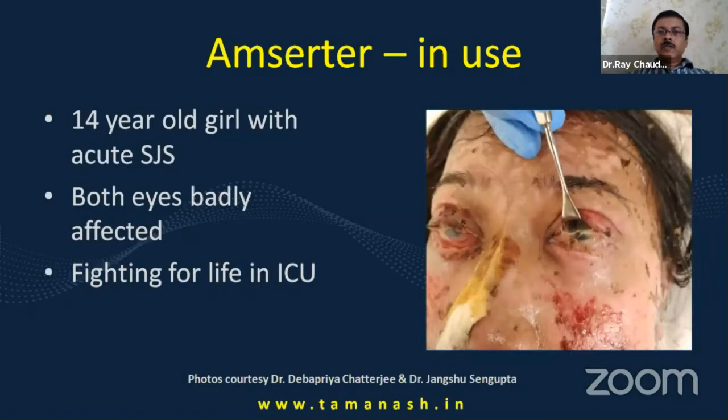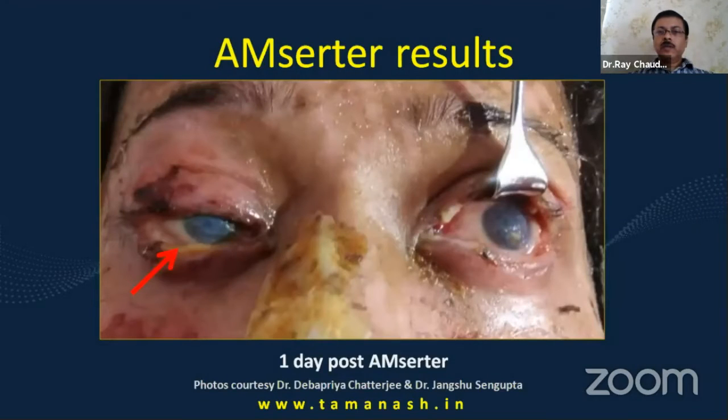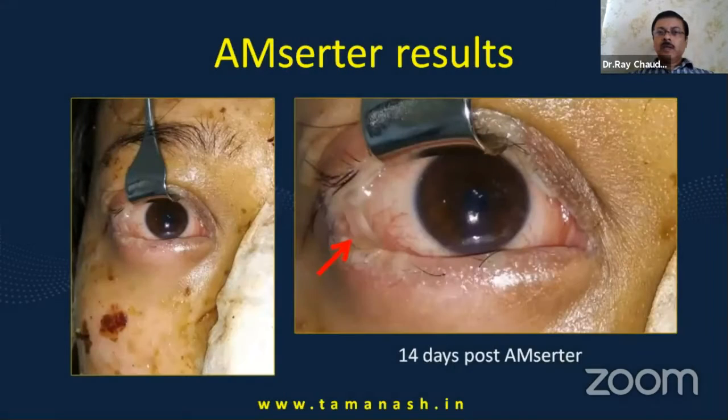This was our first case, a 14-year girl with acute SJS, and we did an amniotic membrane grafting in the ICU using the inserter. And on the very first post-op day, you can see that the symblepharon do not develop. And this is the 14-day post-op. You can see that even with the amniotic membrane in the eye, you can see the cornea and anterior segment details pretty clearly.